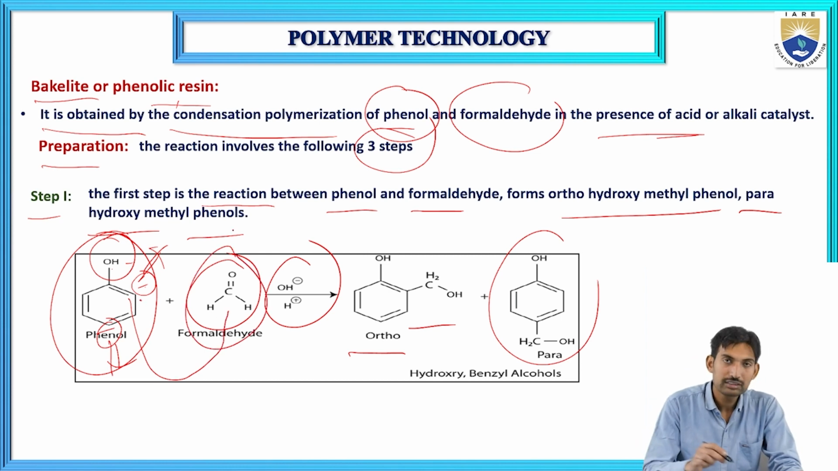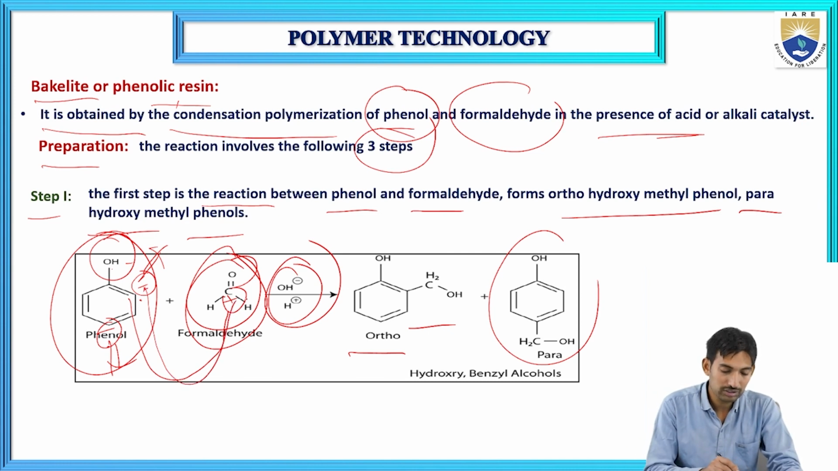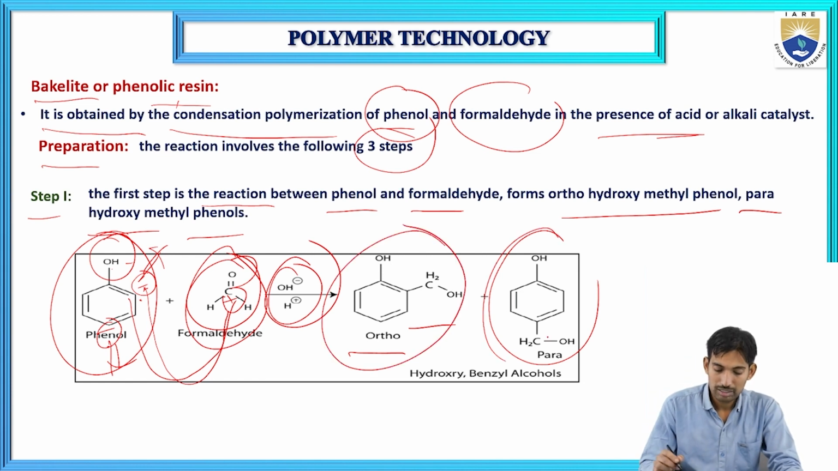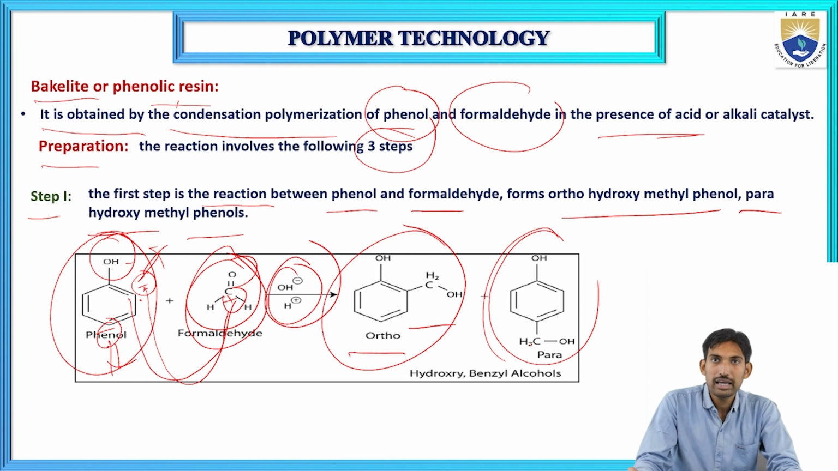Formaldehyde contains a C=O functional group. In the presence of acid or basic medium, a strong electrophile is generated. The nucleophiles at the ortho and para positions react with this electrophile and form ortho-hydroxy methylphenol and para-hydroxy methylphenol. So in the first step, the reaction between phenol and formaldehyde in the presence of acid or basic medium produces ortho-hydroxy methylphenol and para-hydroxy methylphenol.